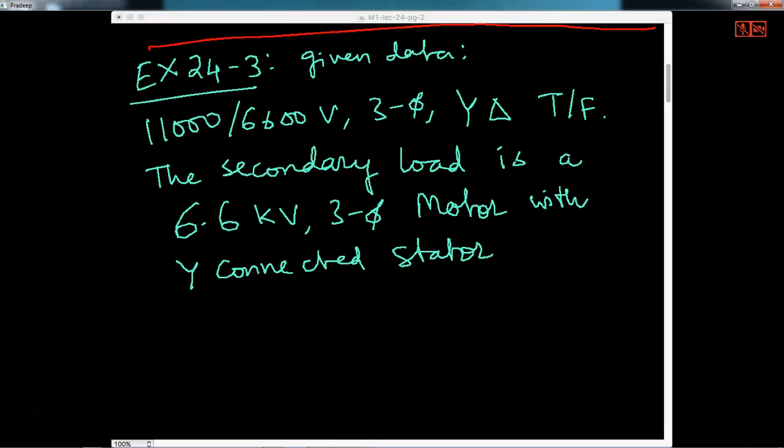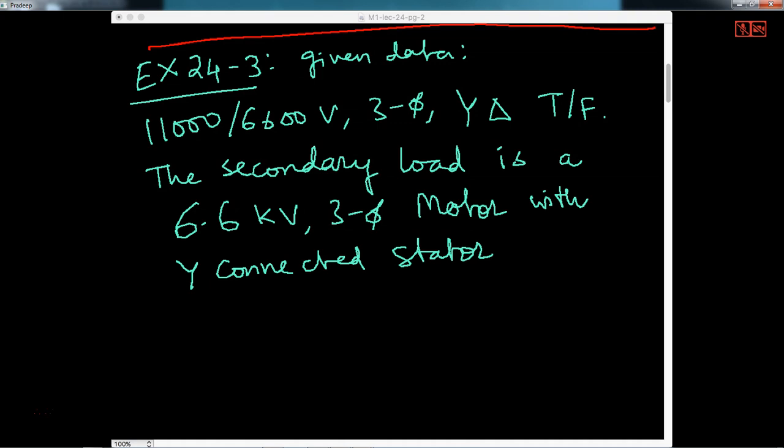Developing 970 kilowatts of output power at 0.9 power factor lag and efficiency of 92%. So this is the entire set of given data.